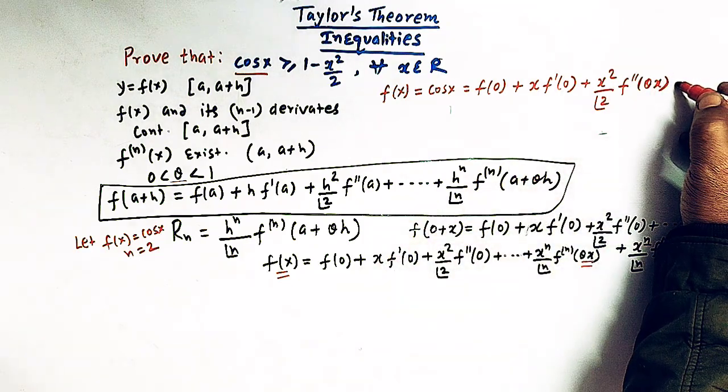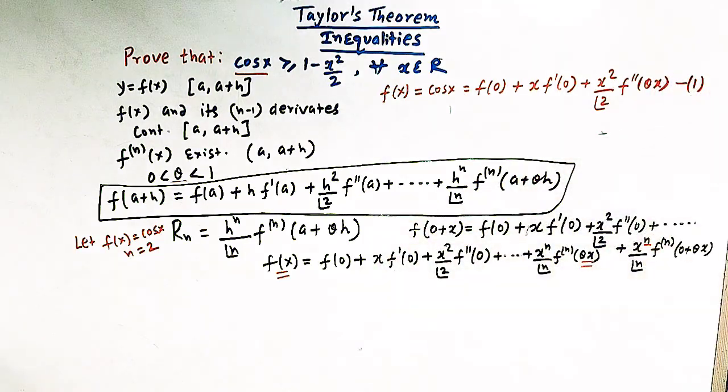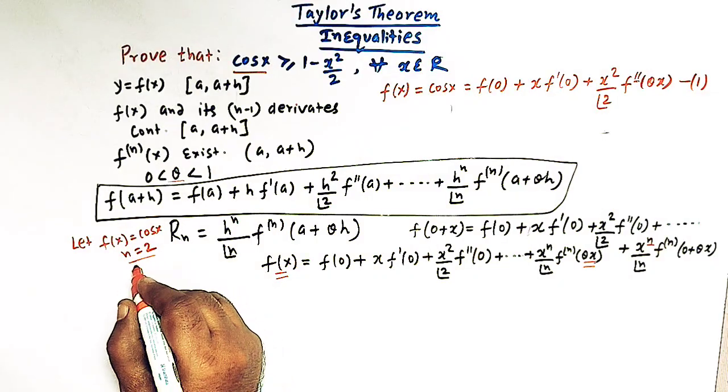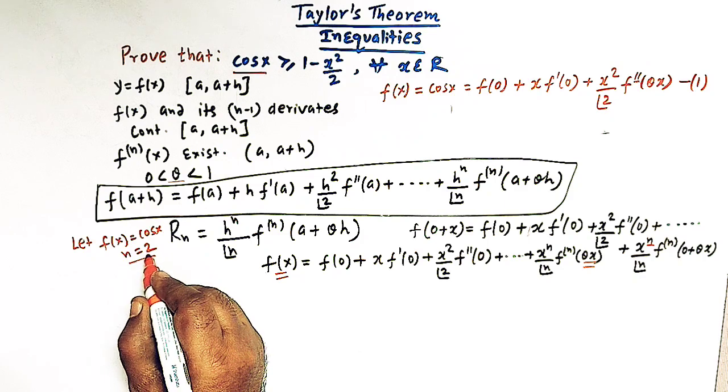Okay, so now let us take this equation as equation number 1. So here we are taking the value of n is equal to 2.